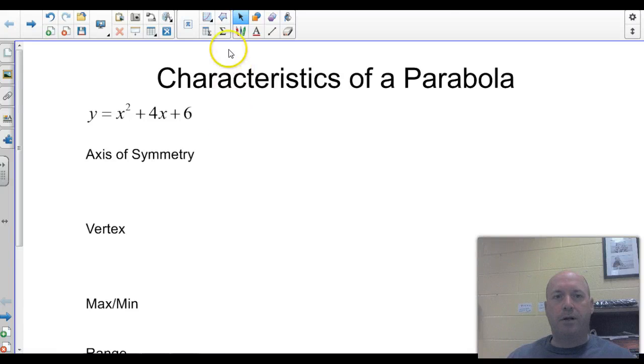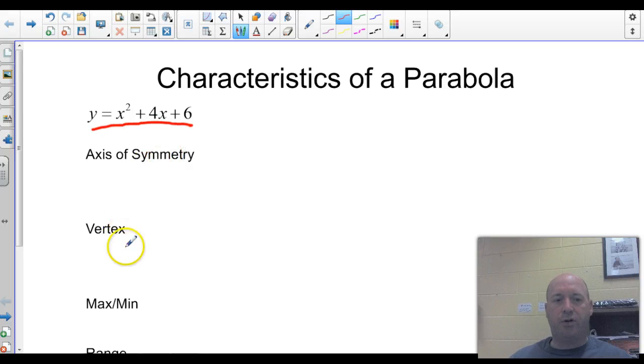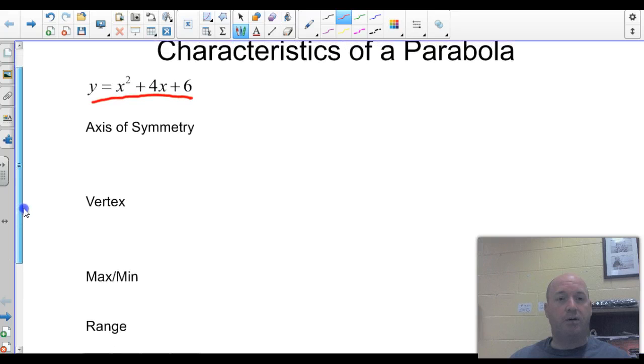What's going on, everybody? The purpose of this video is to review characteristics of a parabola, and we're going to do this two ways. We're going to find the characteristics when given the equation like this. We're given an equation. We're going to find the axis of symmetry, the vertex. We're going to identify whether the vertex is a maximum or minimum value, and we're going to find the range, which you kind of see down here, and we'll scroll down. See, we're going to find the range also.